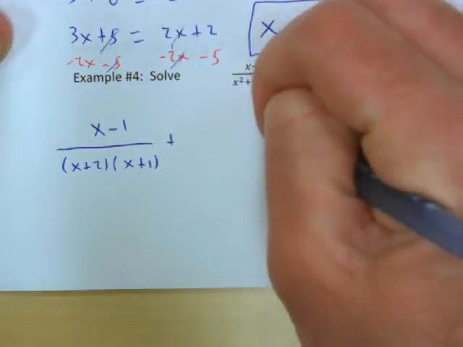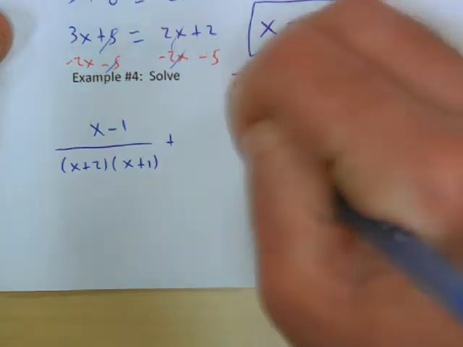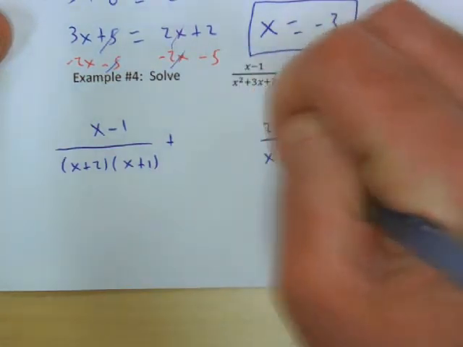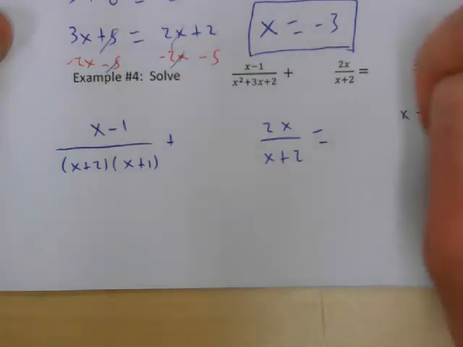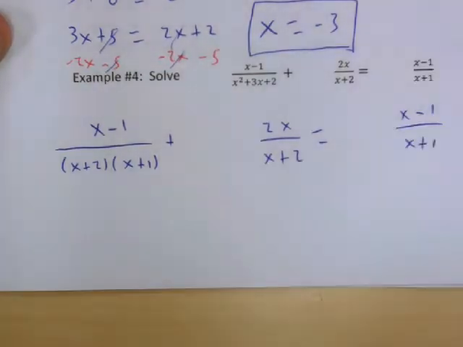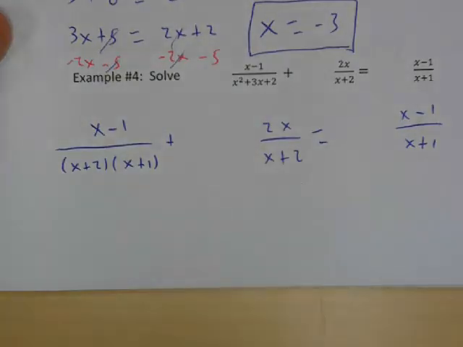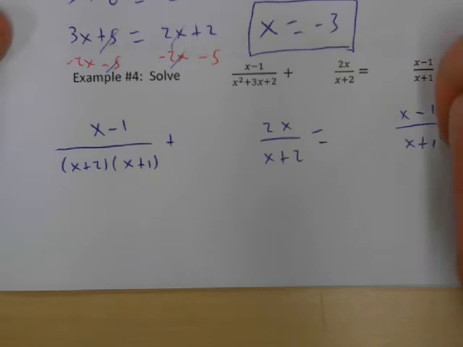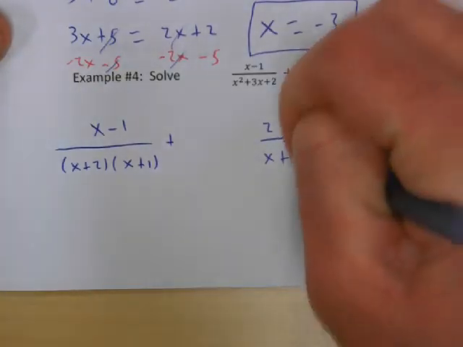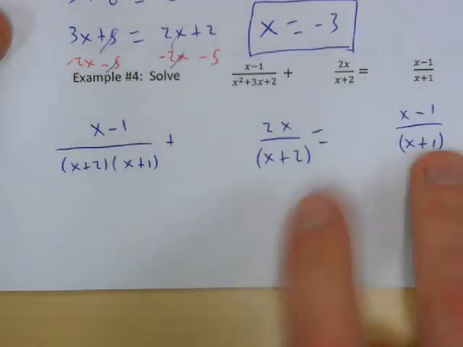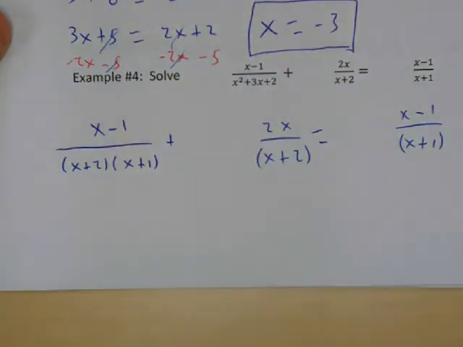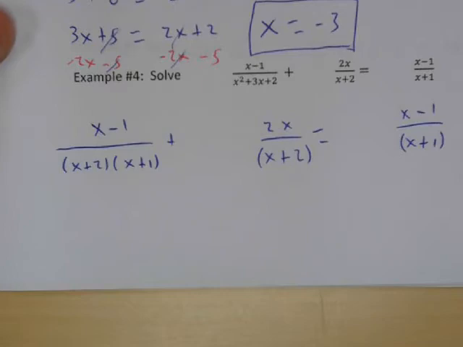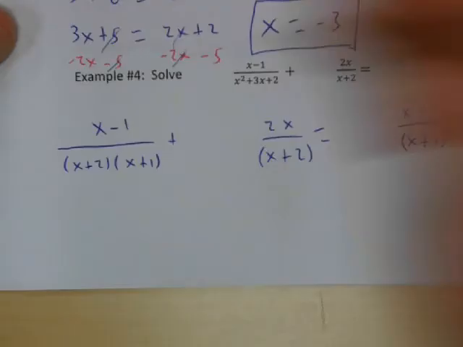plus 2x over x plus 2 equals x minus 1 over x plus 1. Okay, now I gave myself some space here because what do we need to multiply by now to get rid of all these denominators? I got to multiply by an x plus 1 to get rid of that, and I got to multiply by an x plus 2 to get rid of that. And if I multiply by an x plus 1 and an x plus 2, well, that's going to get rid of both these parts as well. So then that's what we need to multiply by, is x plus 1 times x plus 2.